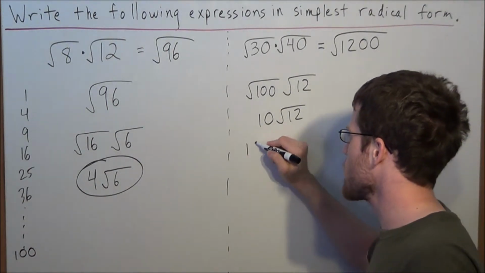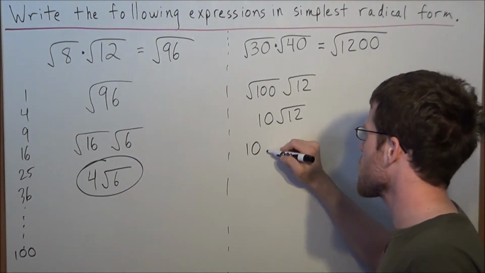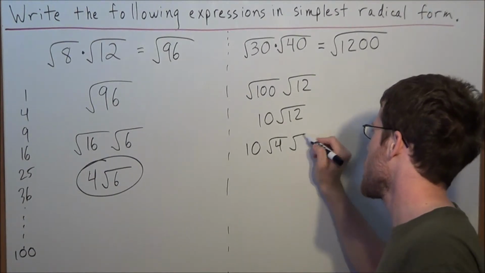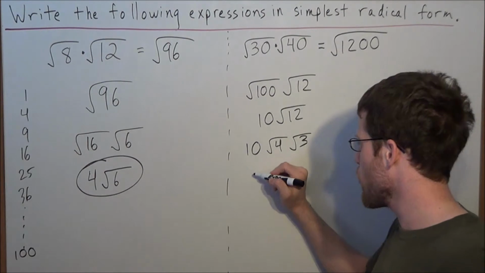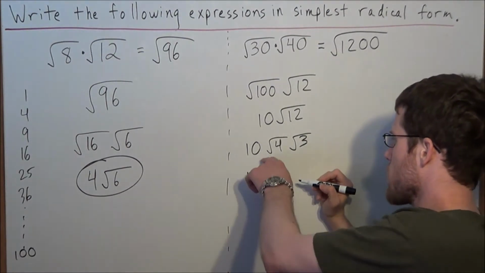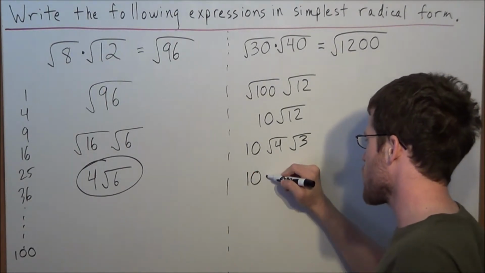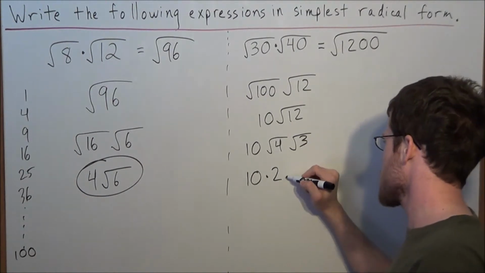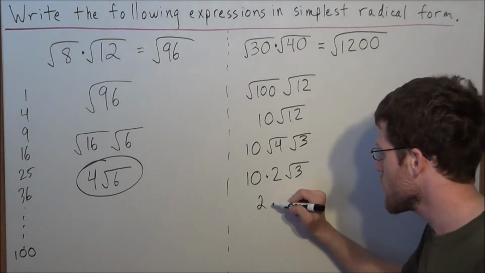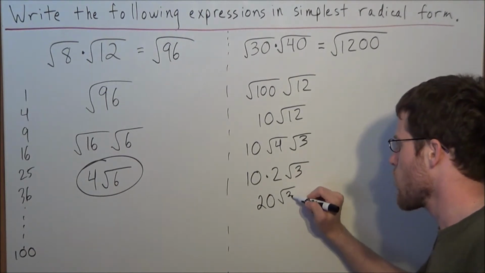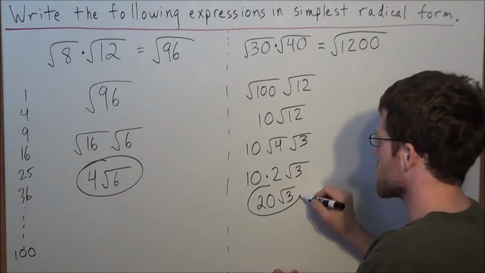So we have 10, and 12 could be broken down to 4 times 3. Now when we take the square root of 4, we just rewrite our 10. The square root of 4 is 2. So we have 10 times 2 times radical 3. And 10 times 2 is 20. So our final answer to the second example is 20 radical 3.